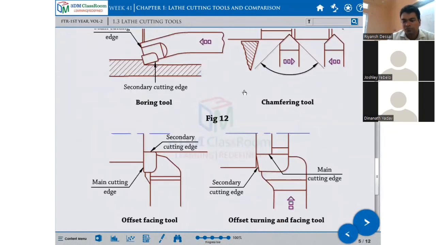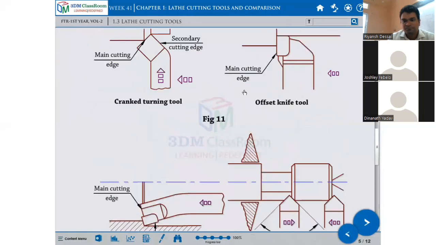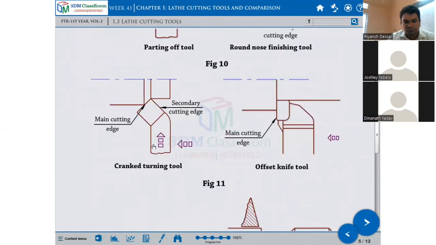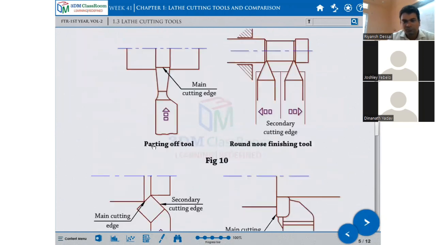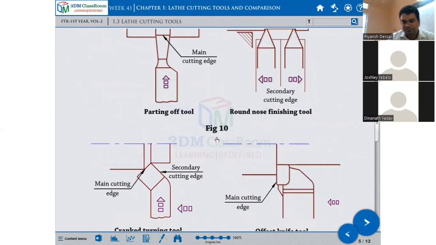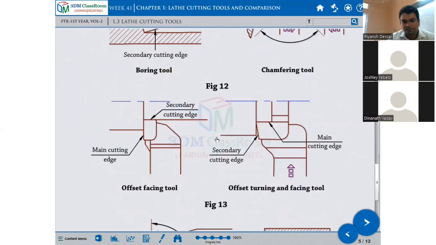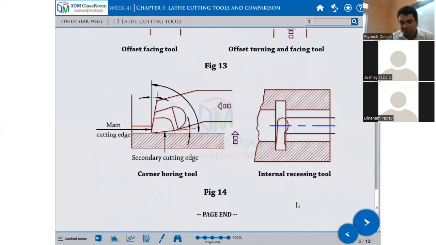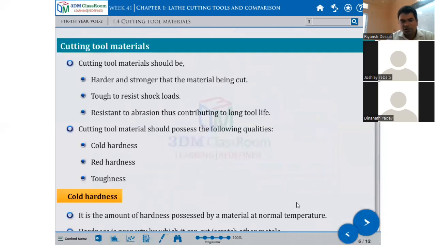So this is a boring tool, knife, offset knife tool, crank turning tool, round nose finishing tool. See, round nose finishing. Secondary cutting edge and internal recessing tool. Cutting tool materials.